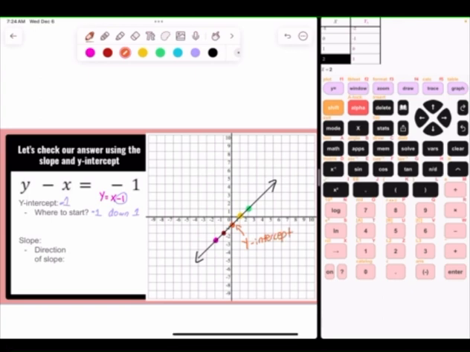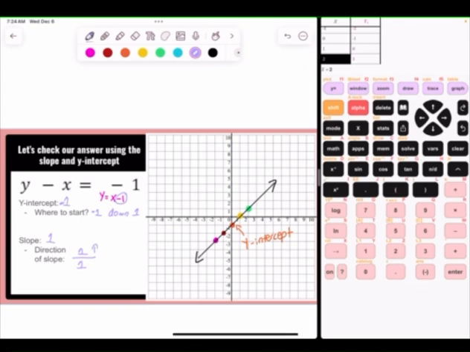Now what I was saying before is our slope. The slope is the number in front of x. And here, the number in front of x is 1. And we like to make slope a fraction. So that would be 1 over 1. And now, how do we move slope? The top number is positive, so that means we go up.